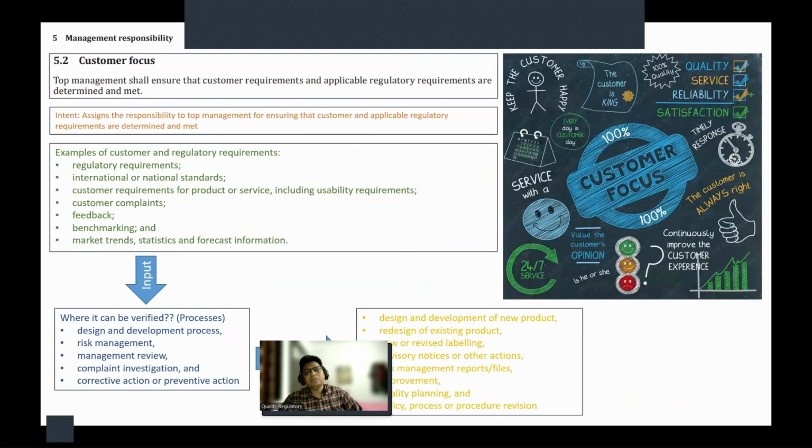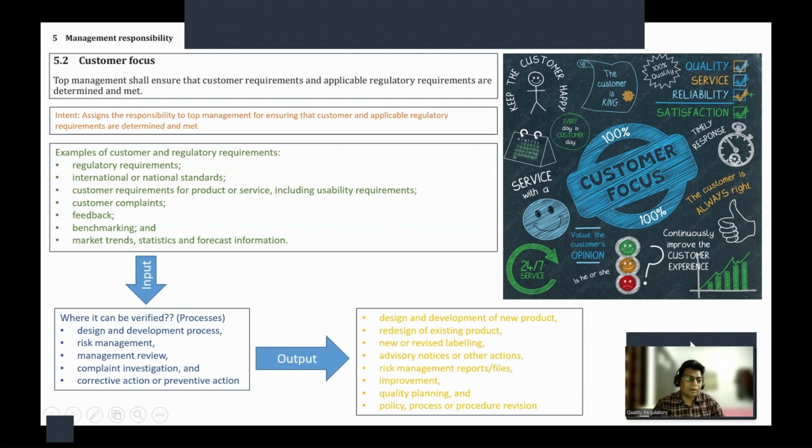Next is management responsibilities to focus on the customers. Top management shall ensure that the customer requirements and applicable regulatory requirements are determined and met. So what are the customer needs? What is the customer actually looking for? What is the customer requirement? That has to be documented, and top management has to ensure that they are being met. Why the customer? Because the customer is at the top in the organization. If the customer is there, then only the business runs.